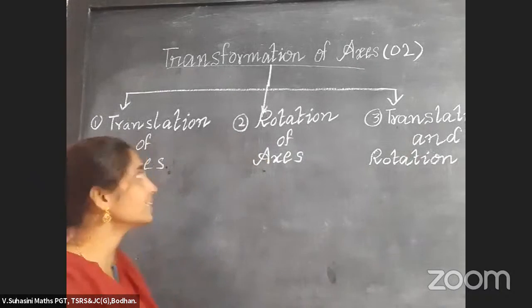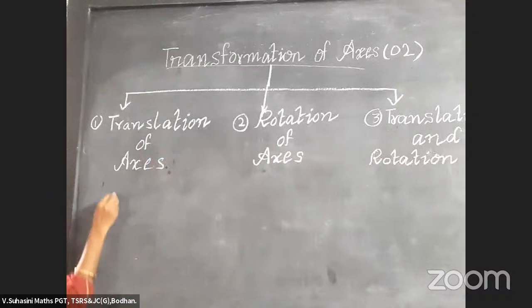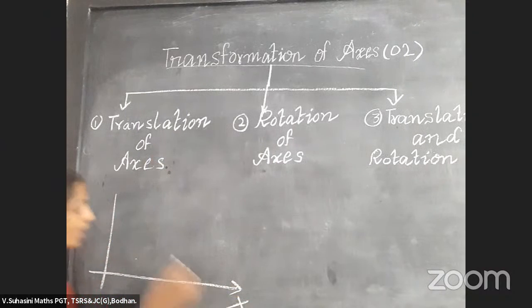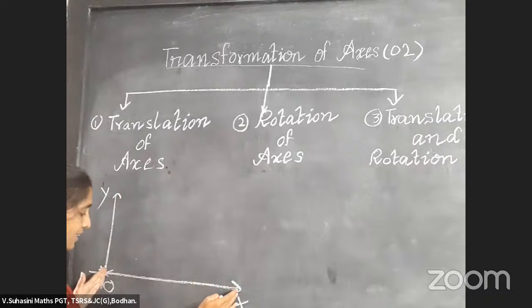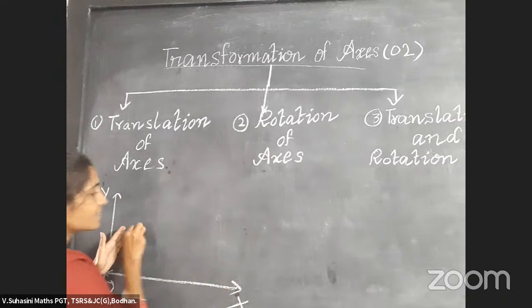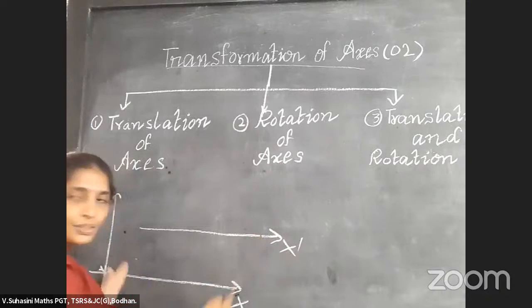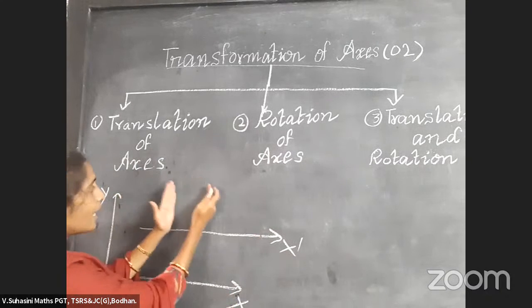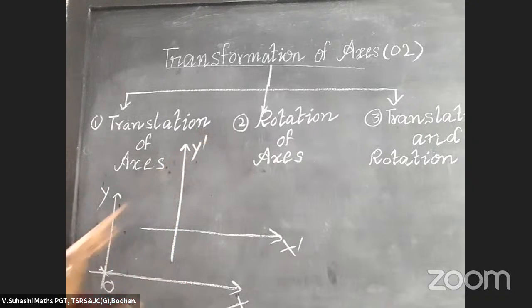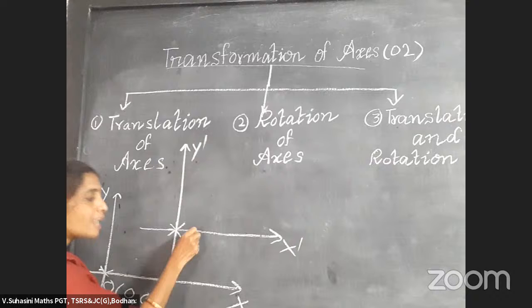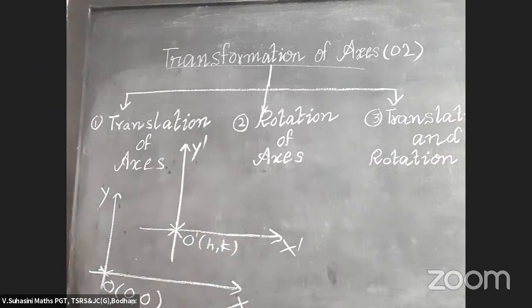Ma'am has also discussed that translation of axis is a change of coordinate axis without changing the direction of the coordinate axis. So the x-axis will be the same as the new x-axis, in the same direction, and the y-axis direction is the same as the new y-axis direction, but there will be a change in the position of the origin. O (0, 0) will not be the origin now. Some other point will become the origin in the plane.